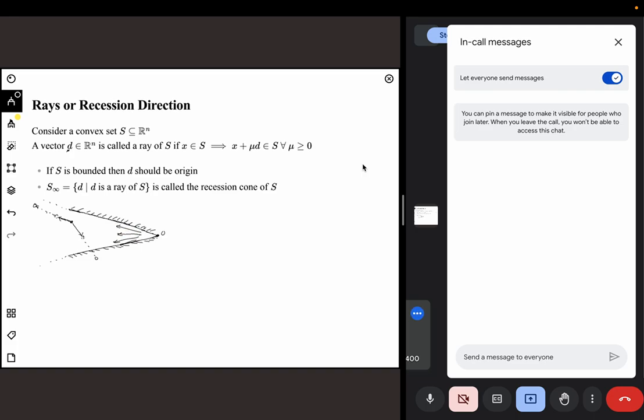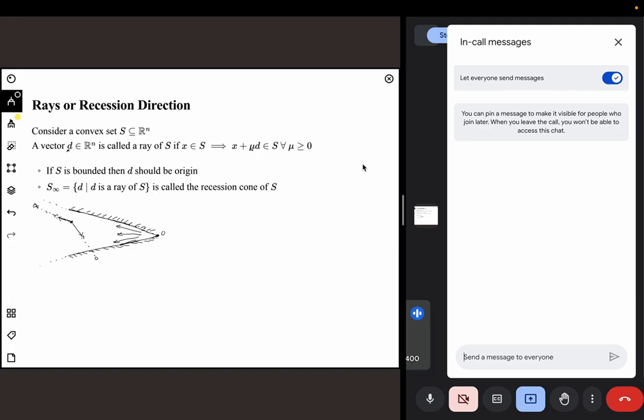Now this is for an unbounded thing. So when you have an unbounded thing, as I said, for every point you can take a particular vector from the set of rays, and then you can move along that direction by scaling with some mu, and then you will get to some new point. This is the main concept in this.